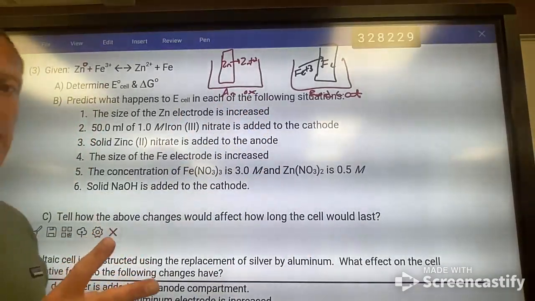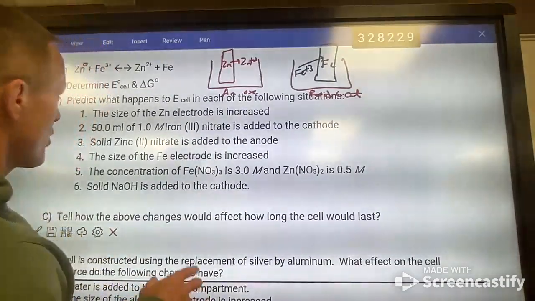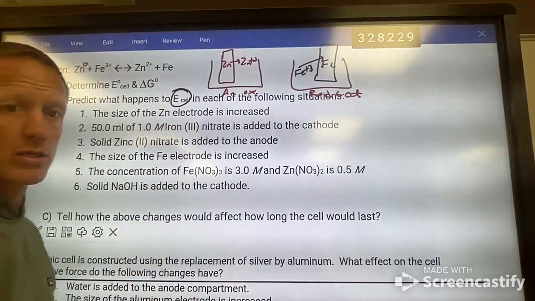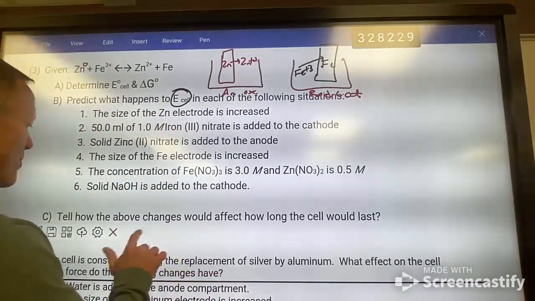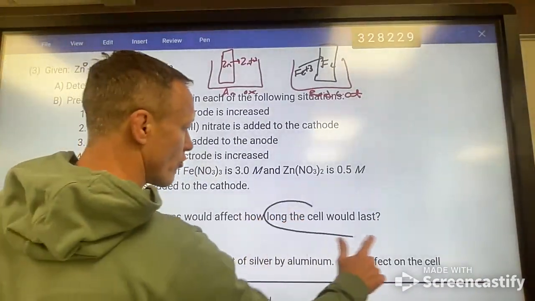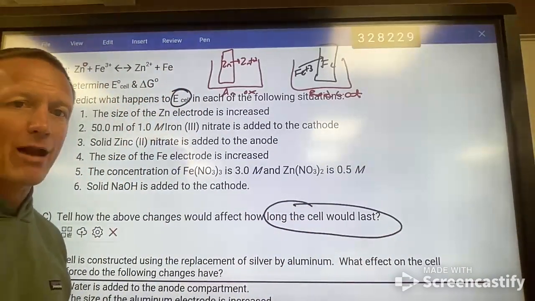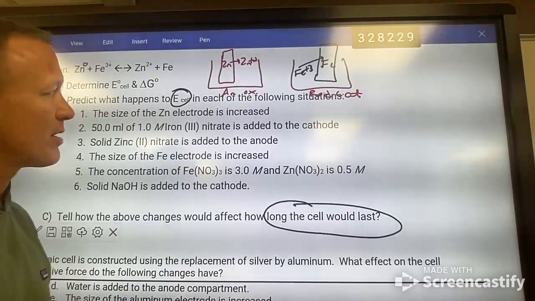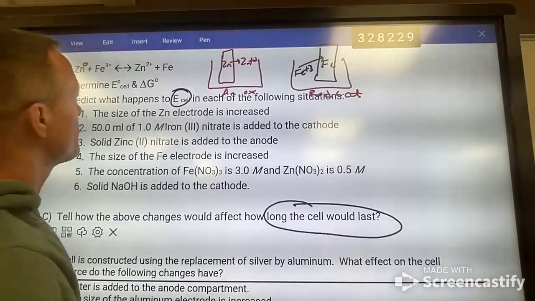So I actually want to know a couple things here. I want to know what happens to the cell potential, the voltage of the cell, if we make these changes. And I want to know what happens to how long the cell would last. How long would your battery last? That's just like a limiting reactant type of thing. Like, how long would it last?